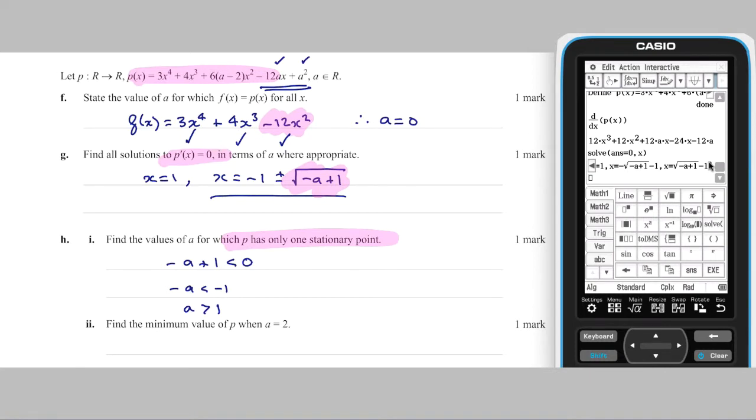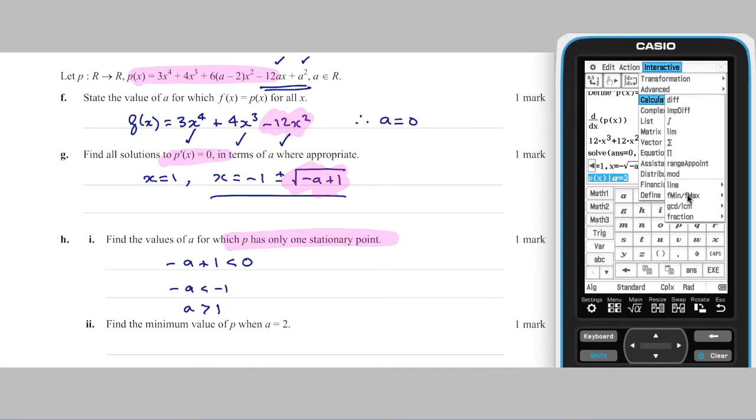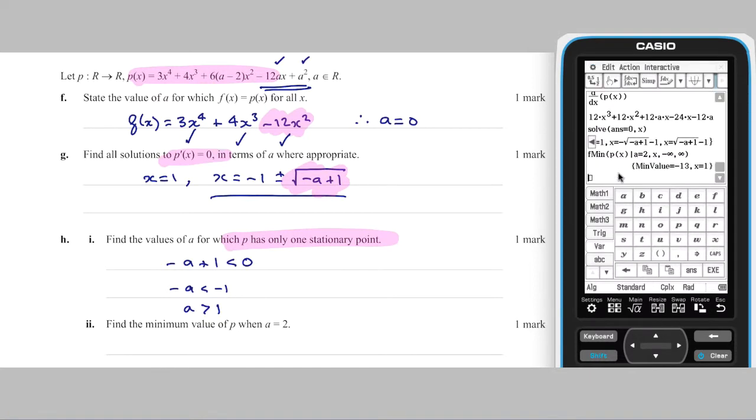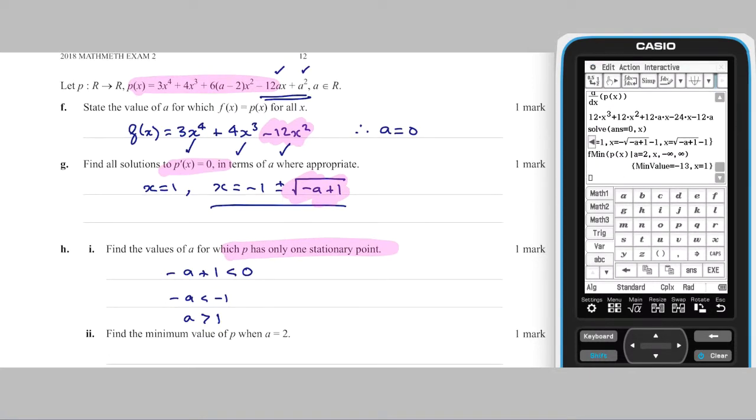H part 2, we are asked to find the minimum value of p when a equals 2. This is a computation we can do on our ClassPad using the fMin command given the value a equals 2, with this calculation providing us with a minimum value of minus 13.